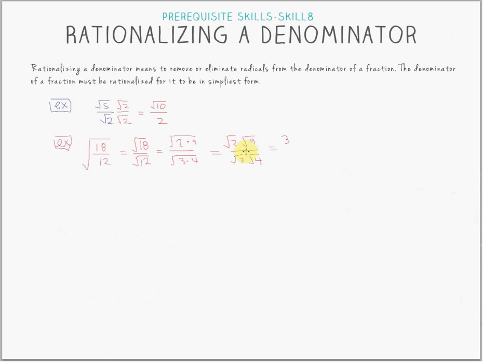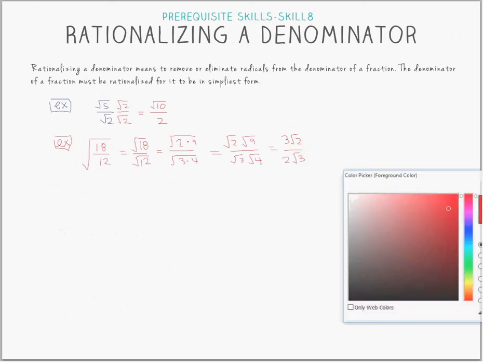Sorry, I wrote these in backwards order. I don't know if that messes anyone up. The square root of 2 cannot be simplified, but the square root of 9 is 3. The square root of 4 is 2. So now this is really what we're working with. To rationalize this denominator, all we need to do is get rid of that square root of 3 now.